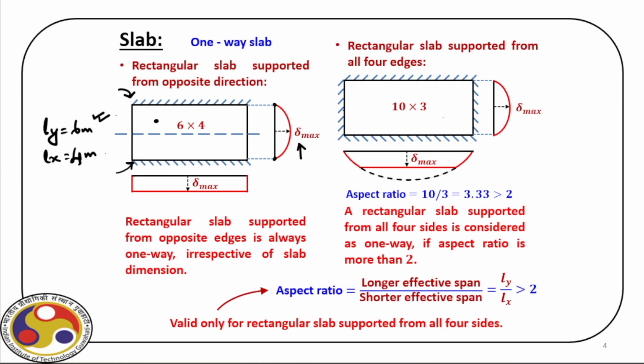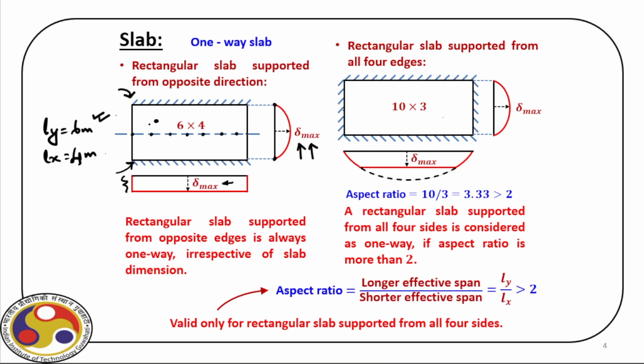Now, if we consider different points along this line, and then if we plot the displacement, obviously all the points along this line will have this delta max, that is the central deflection, from the other direction, as you can see here. So all these points will have the same amount of deflection, which is delta max.